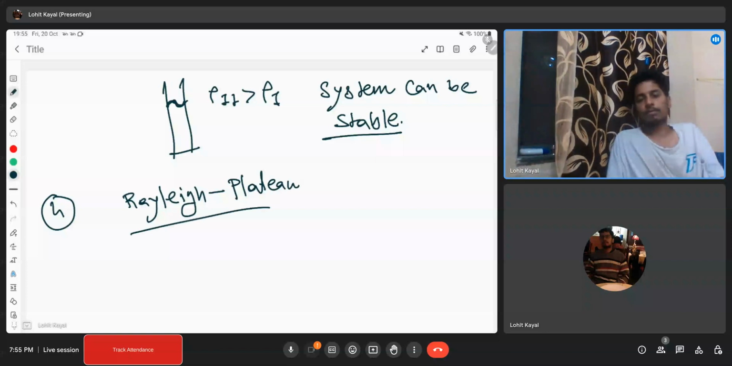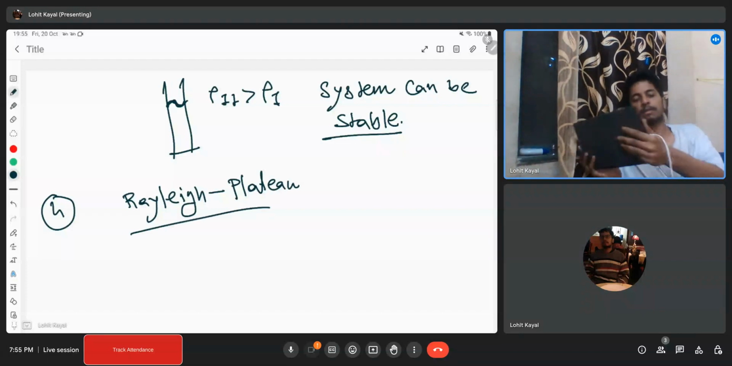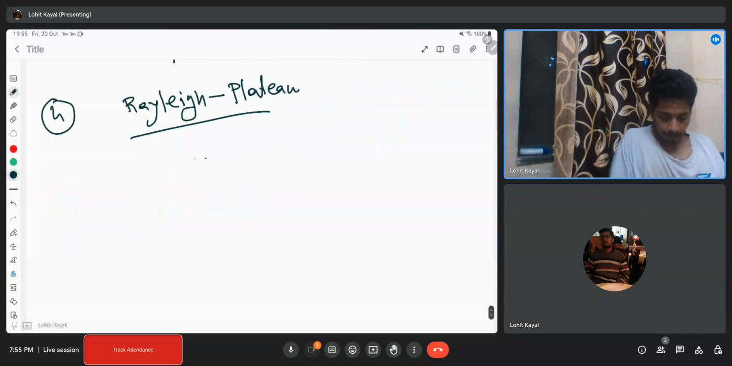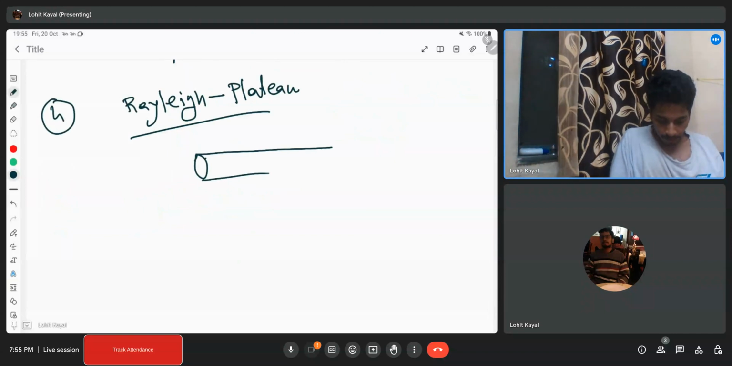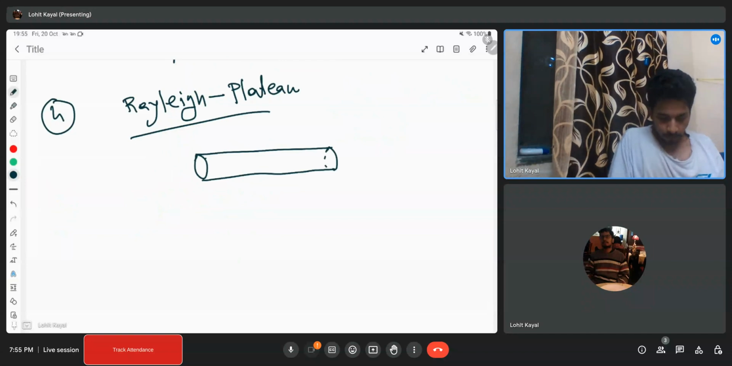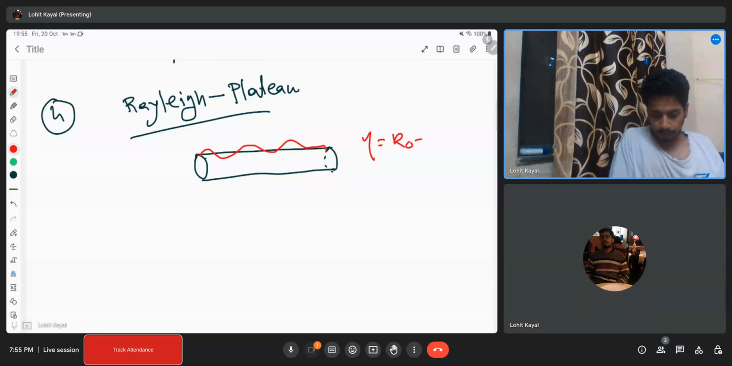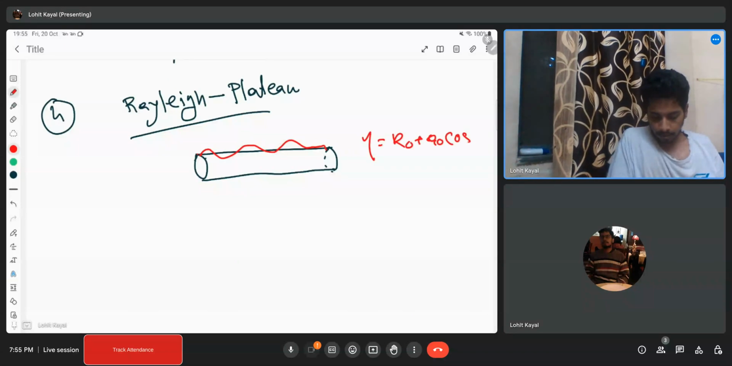What is the Rayleigh-Plateau problem? Rayleigh-Plateau instability is the instability of a liquid jet, like this. The question is, if you provide some perturbation in the form of eta equal to r naught plus a naught cos kz.